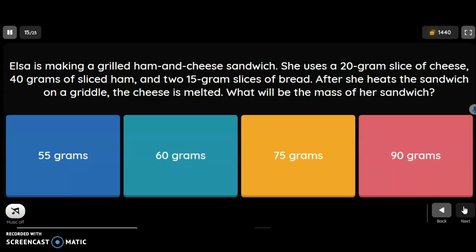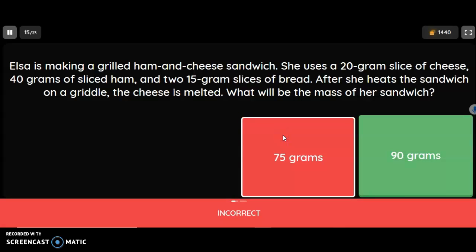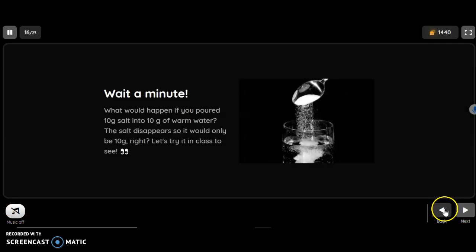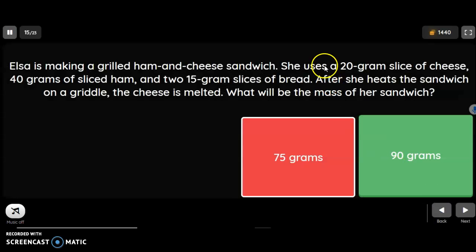So we did, and we said Elsa's making a grilled ham and cheese sandwich. She used a 20-gram slice of cheese, so that was 20. 40 grams of sliced ham, that's 60. And 15 grams of bread, that's 75. But when almost all of us clicked 75, we got the question wrong. And here is the reason why.